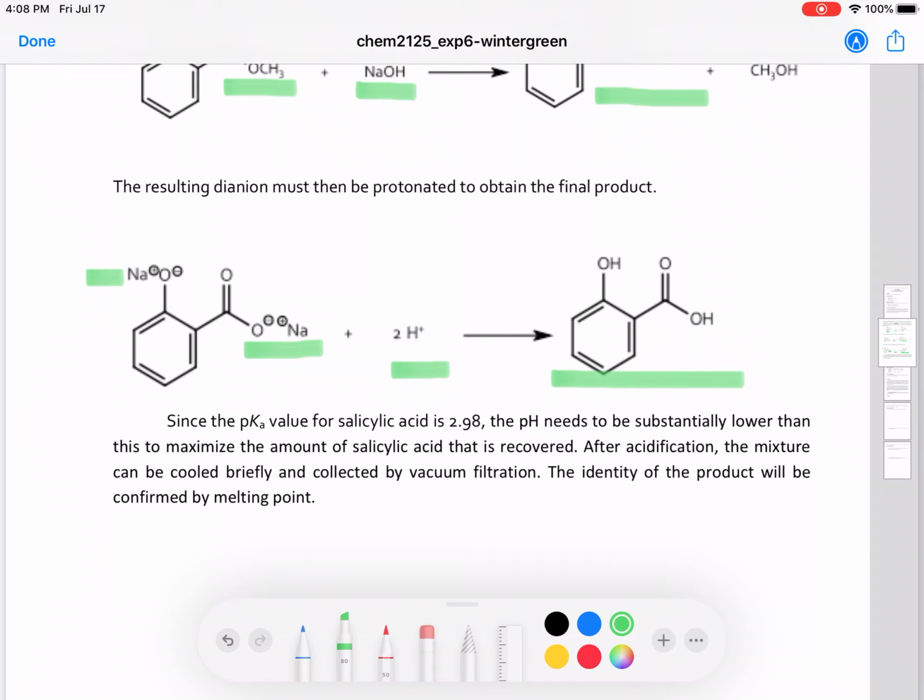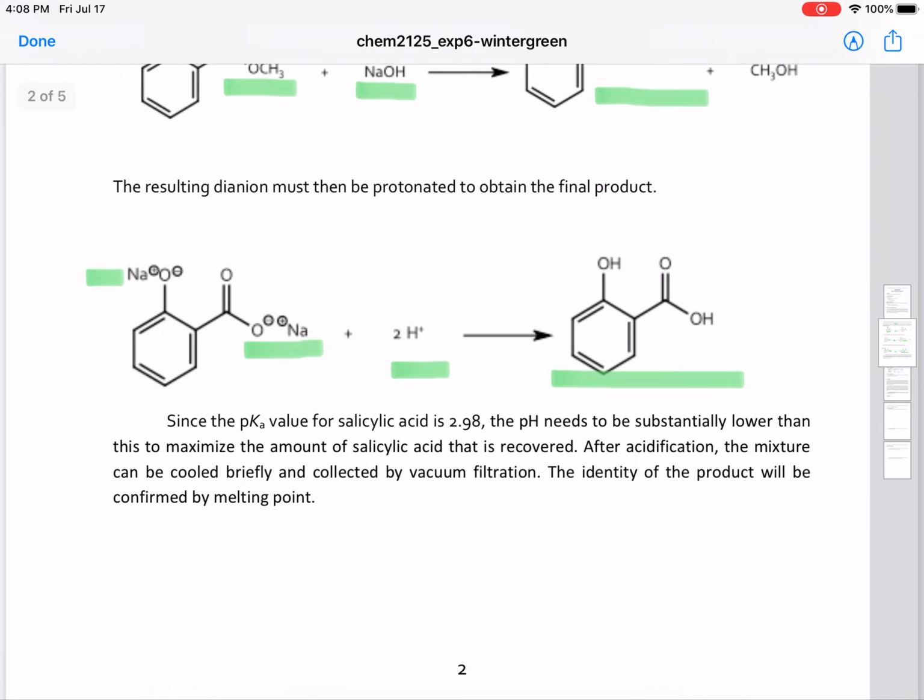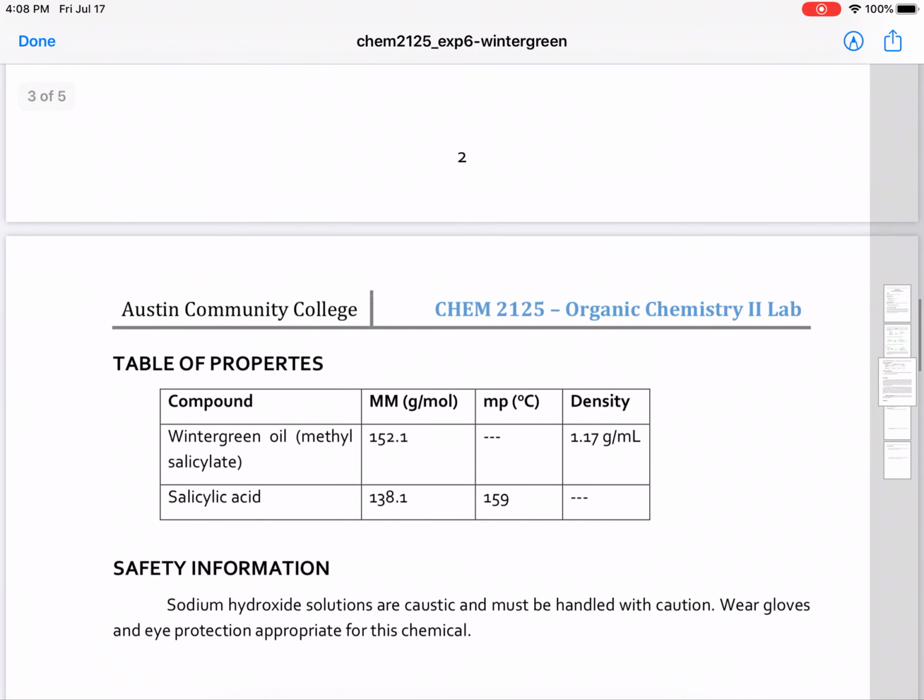After you form the salicylic acid, we're going to cool the reaction mixture in an ice bath, and then we're going to collect the salicylic acid by vacuum filtration. So let's see how we are going to perform the experiment.